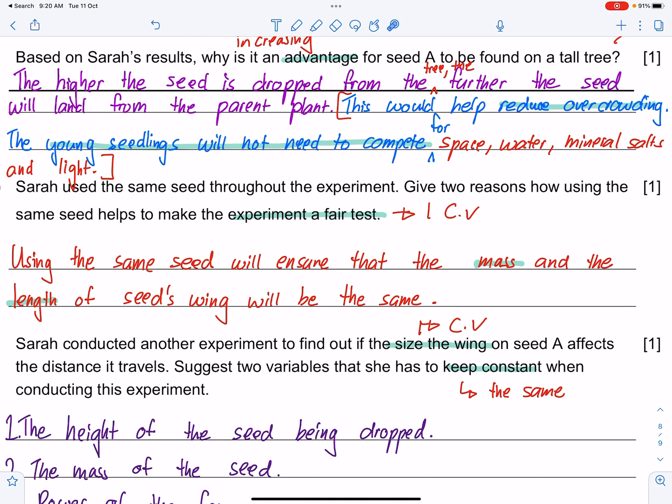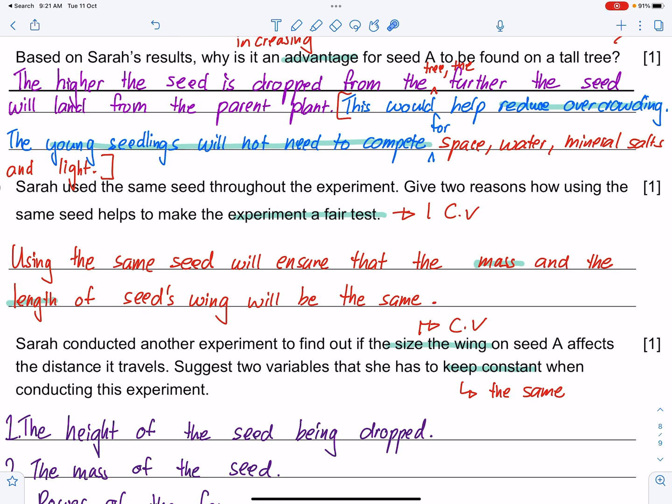However, you cannot talk about everything else under the stars. You have to talk about the same seed. So to narrow down and know what the question wants you to answer, you flip the question. You ask yourself, what if I don't use the same seed? What is being changed? Then you realize, the mass of my seed might change, the length of the wingspan might change. Okay? Some of you actually said the type of seed.